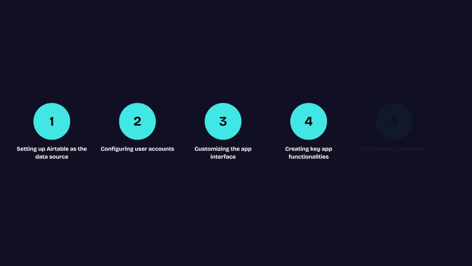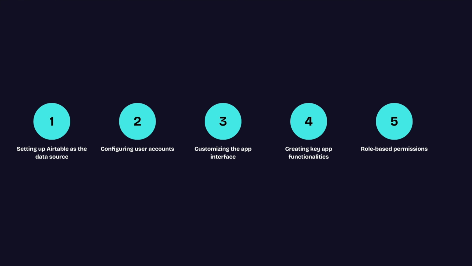And then I'm also going to be diving into creating key app functionality, like the ability to create new Airtable records, the ability to edit existing ones. And then finally, I'm also going to show you how you can use role-based permissions. So for example, allowing certain users to have certain kinds of access based on the role that they have. So if you run a freelancer marketplace, for example, the ability to give freelancers access to certain parts of the app, whilst employers have access to other parts of the app.